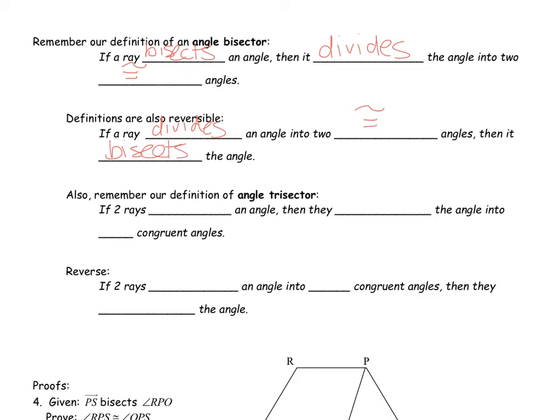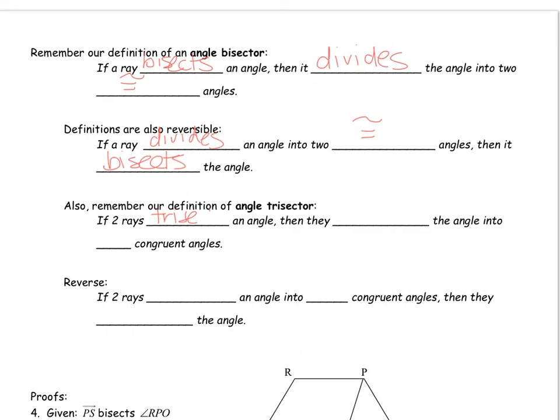Also remember our definition of an angle trisector. Officially in your if-then, notice that all of these were already put in if-then format for you, so you're ready to use them right away in your proof. If two rays trisect an angle, then they divide the angle into three congruent angles. Not two, trisector means three. And then the reverse would be: if two rays divide an angle into three congruent angles, then they trisect the angle.